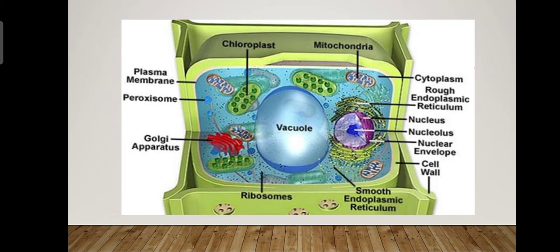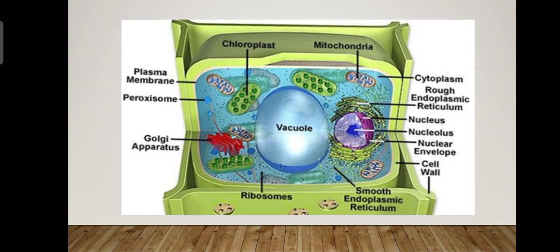You can see in this picture the bigger organelle is what? Vacuole. In plant cells, vacuoles provide turgidity and rigidity to the plant cell. Many important substances are stored in vacuoles like amino acids, sugar, different organic acids and some proteins also.